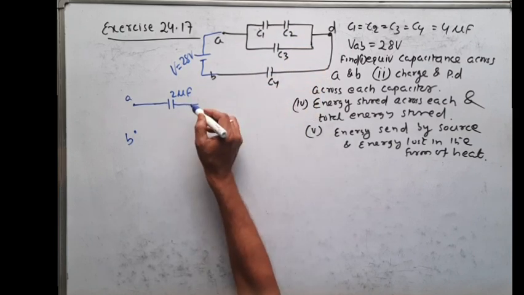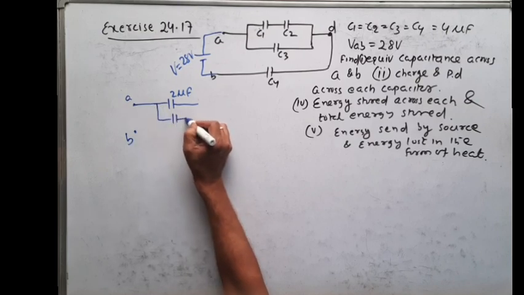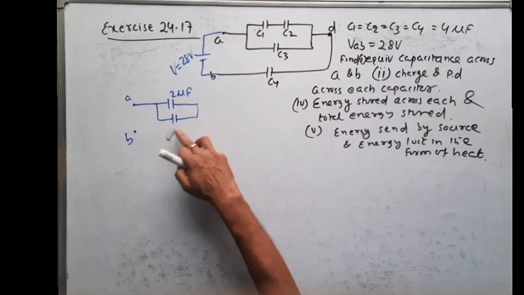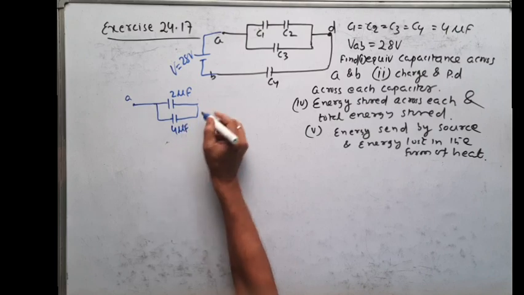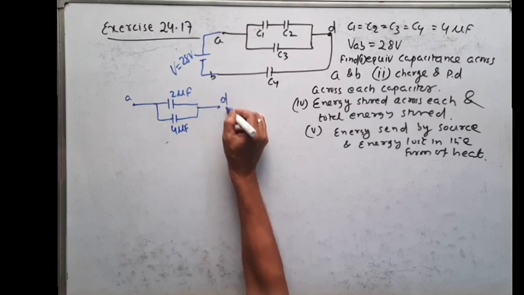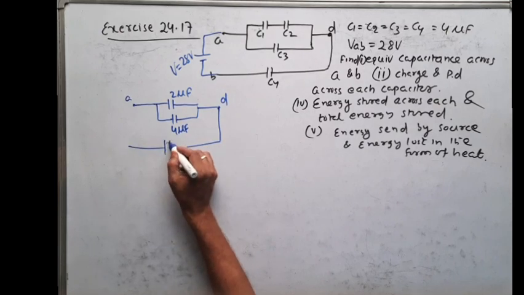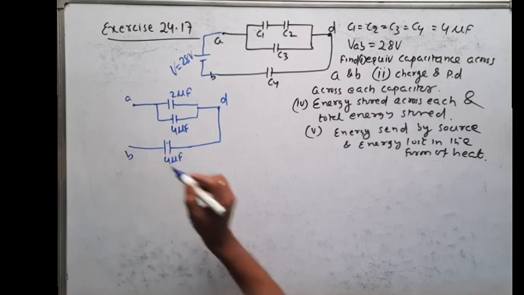And it is connected to, you see, what? C3. C3 is nothing but 4 microfarad. And let us say this terminal is D, and from D to B there is another capacitor, that is 4 microfarad. So this is your B terminal.